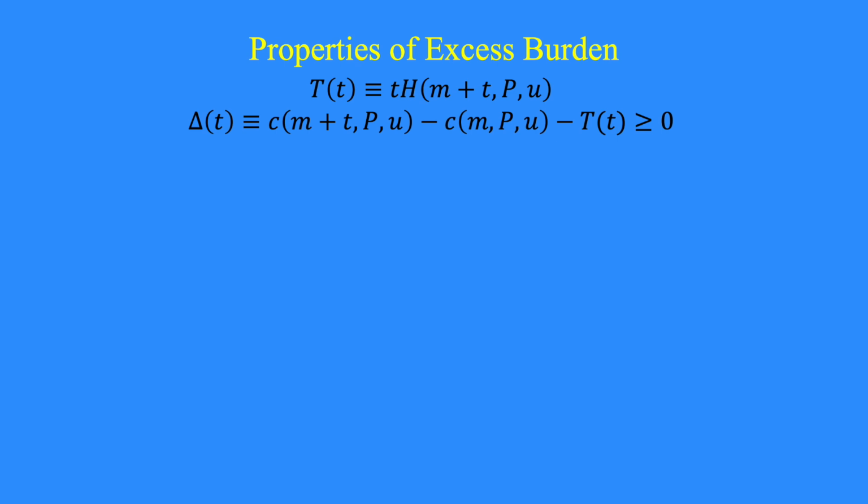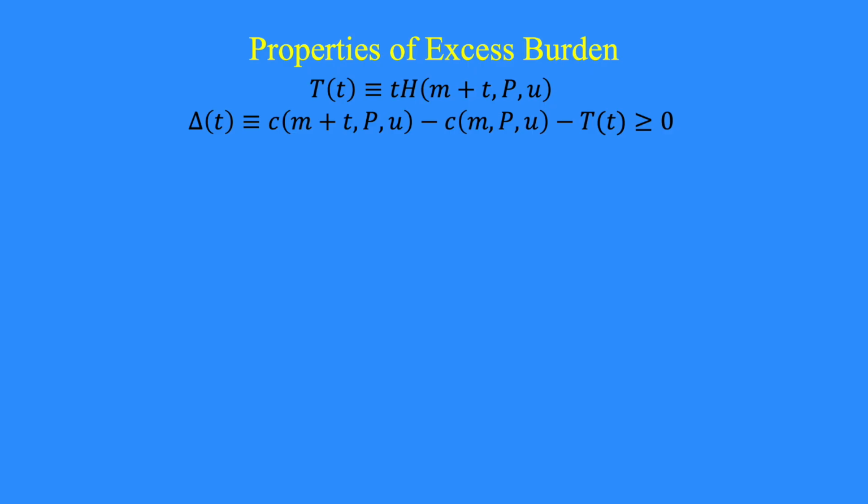This is the algebraic representation of what we've already been talking about. Little t is the tax rate, big T is the tax revenue, and it's the product of the tax rate and how much is demanded when people are paying the tax. The excess burden, the opportunity cost, I'm calling capital delta. It also depends on the tax rate as well as the other variables, but we're going to focus on the tax rate.